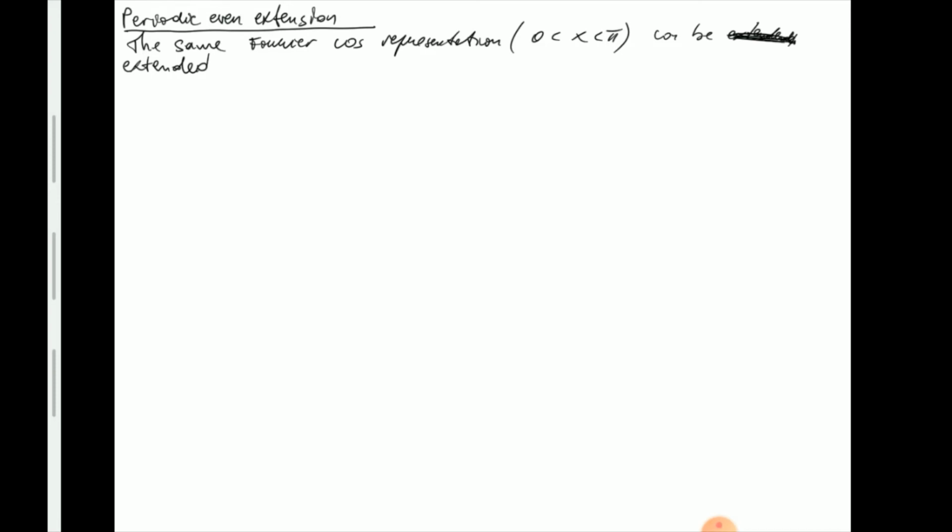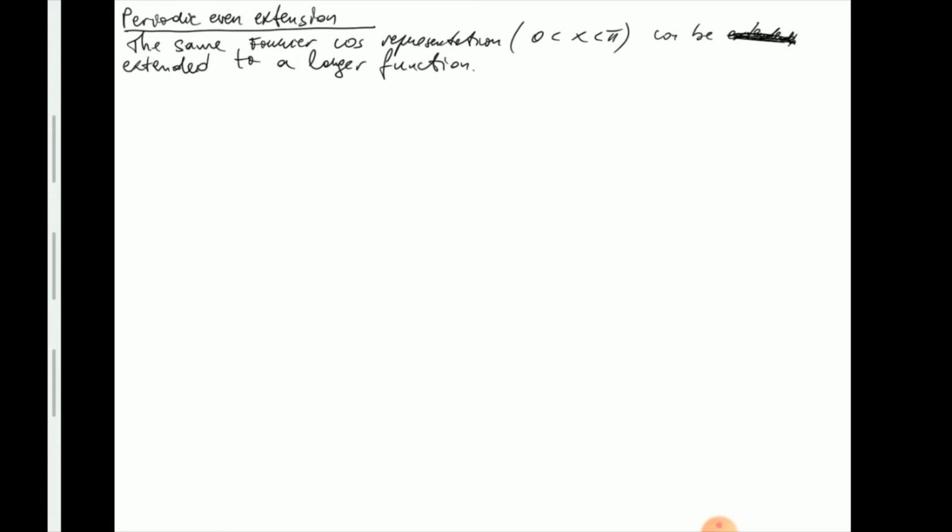Okay, so in this last part, I want to show you something that will be discussed a little bit more later on. For now, I want to introduce the concept of a periodic even extension. It's another way of saying that the Fourier cosine series is not good just for the interval 0 to pi. You can extend the same representation to a larger interval. So the same Fourier cosine representation on the interval 0 to pi that we started with can be extended to a larger function.